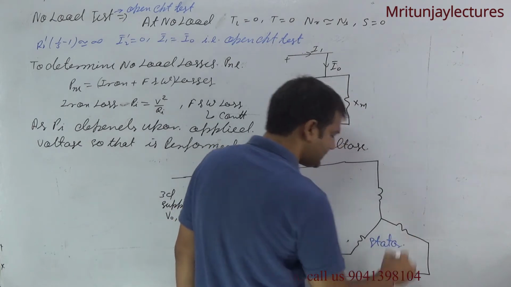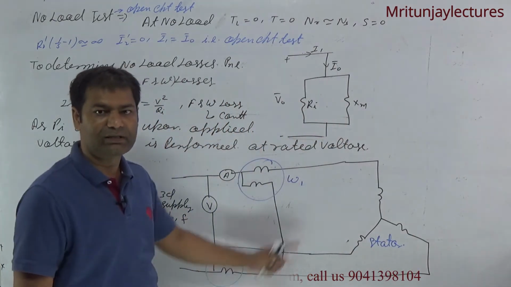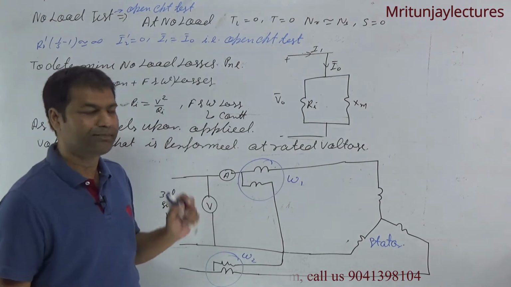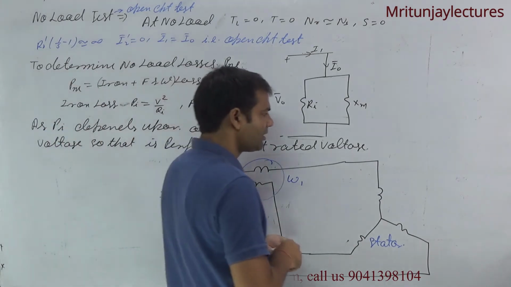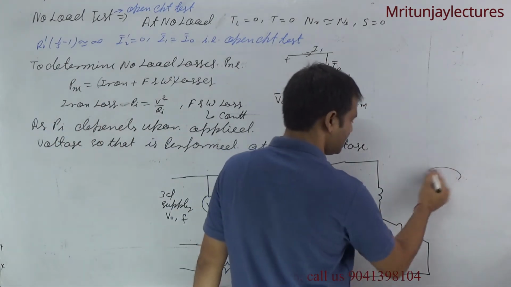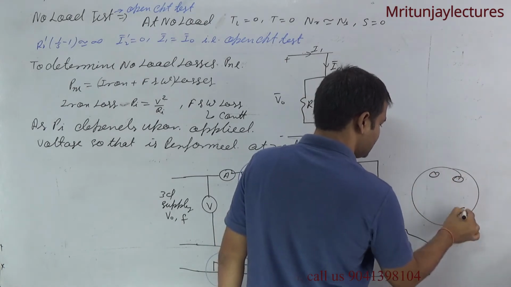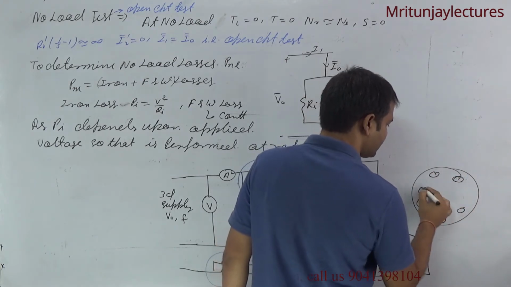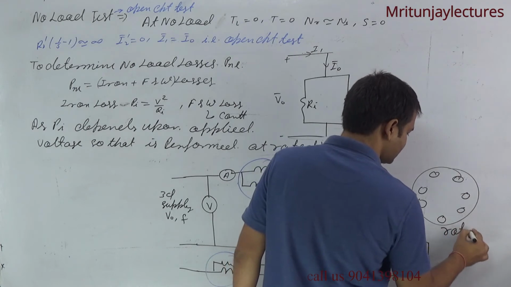If the stator side is delta connected, then you make the corresponding delta. Clear? And the rotor symbol is like this one, that is the rotor. Okay, that is the rotor. Clear?